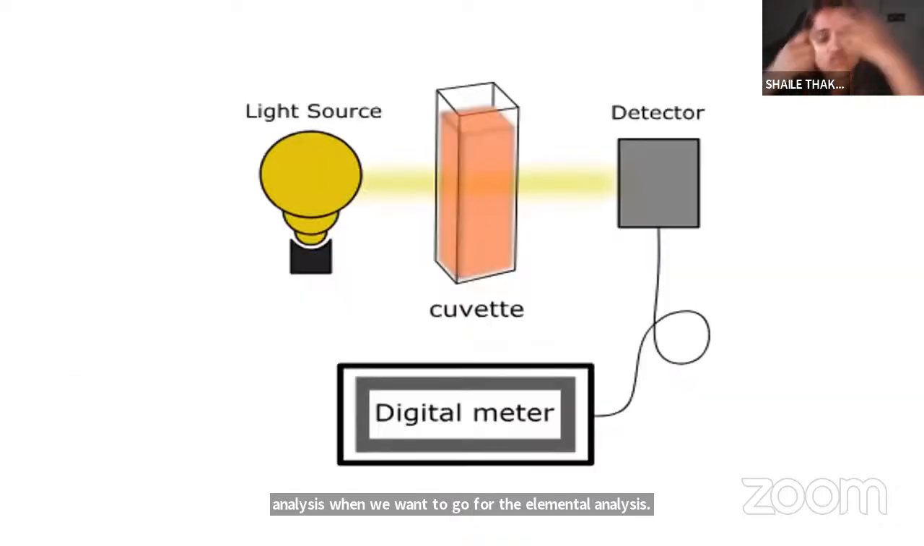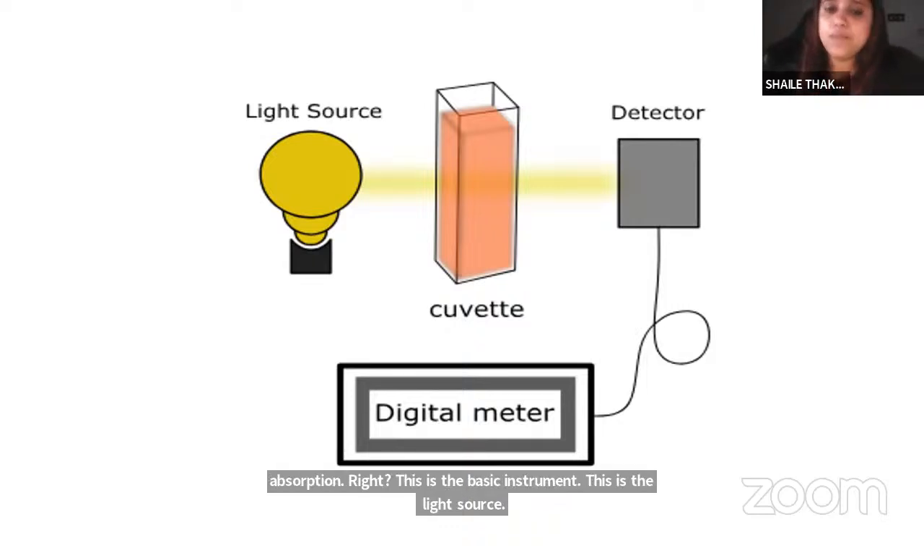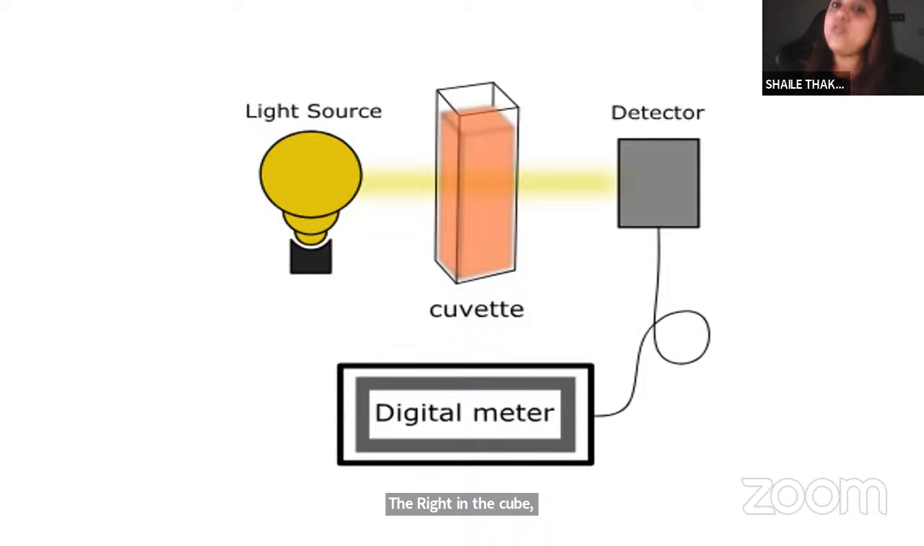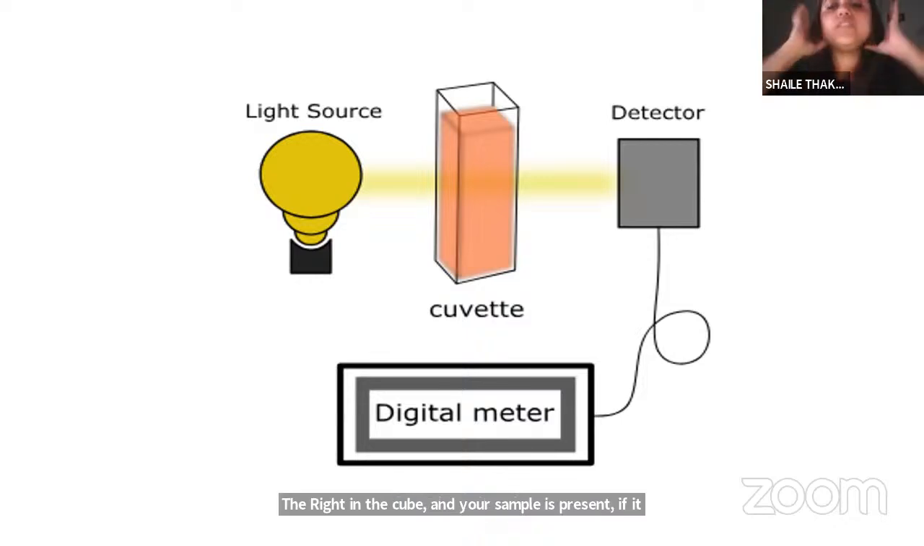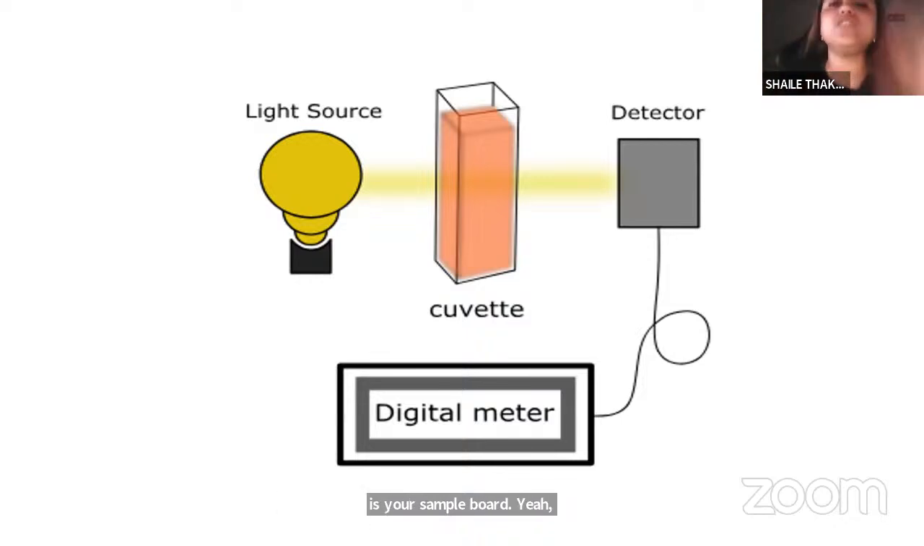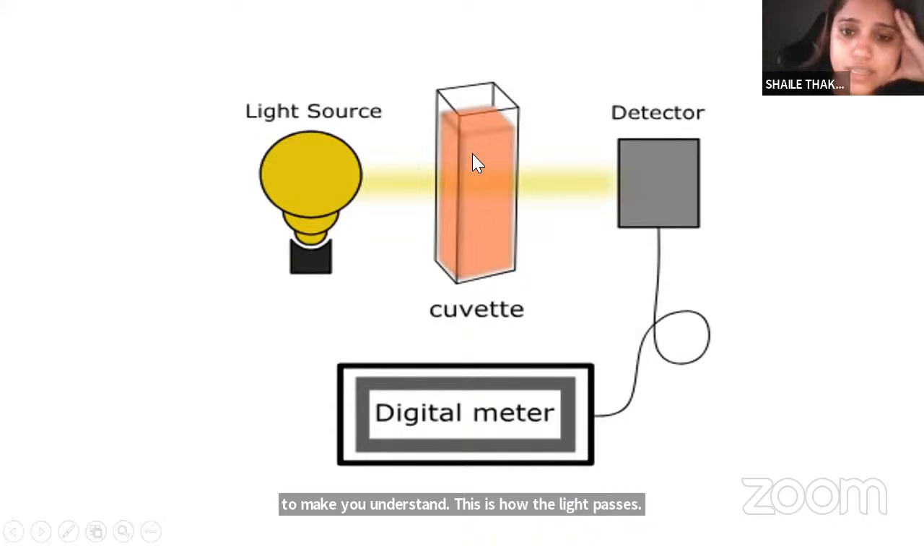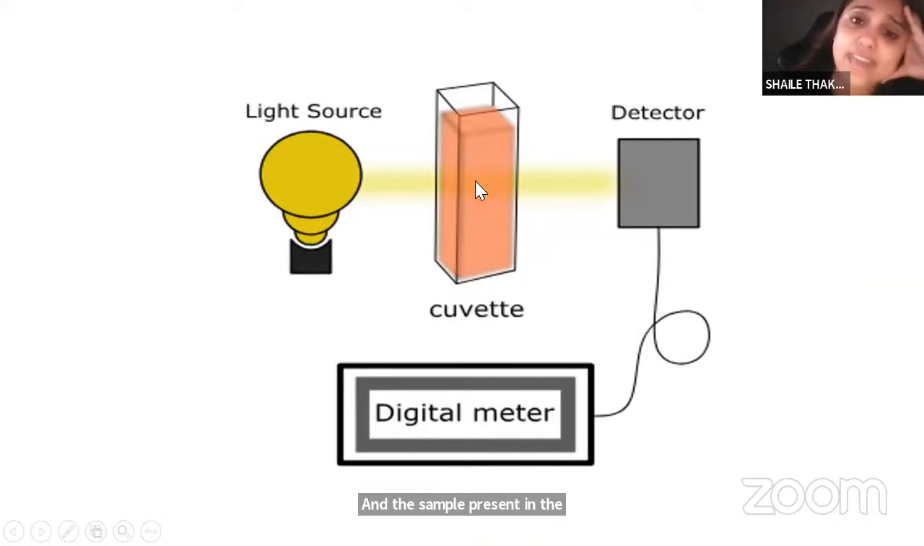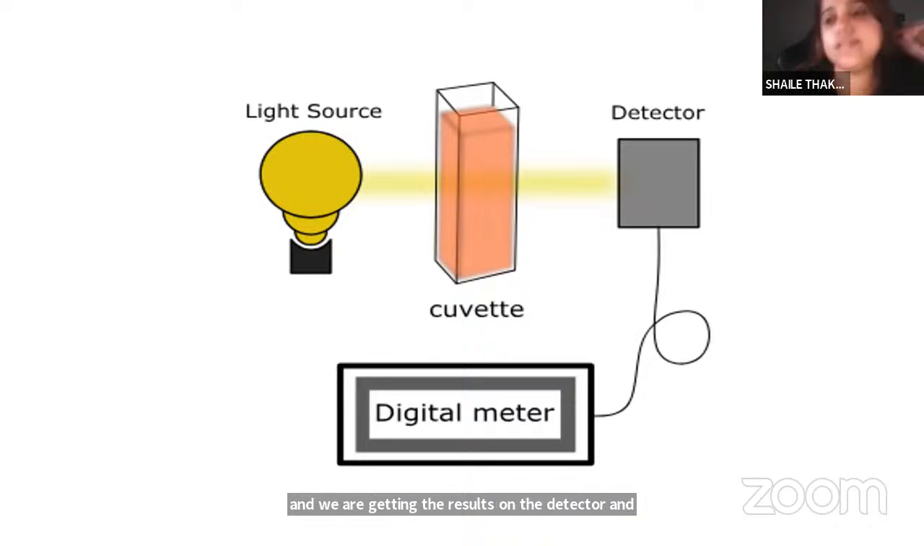So this is the basic instrument. This is the light source. In the cuvette, your sample is present. The cuvette is your sample holder, and the detector is attached with it. This is a simple illustration to make you understand. This is how the light passes, and the sample present in the cuvette interacts with the light. Some light gets absorbed, some light gets transmitted, and we get the result on the detector and readout device, and then we interpret the data.